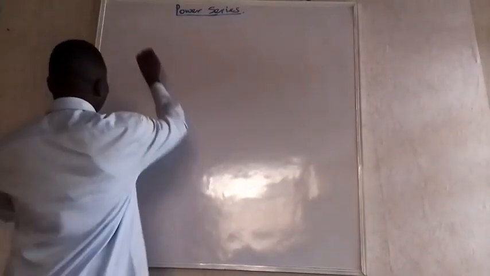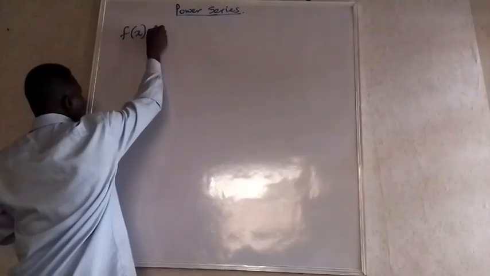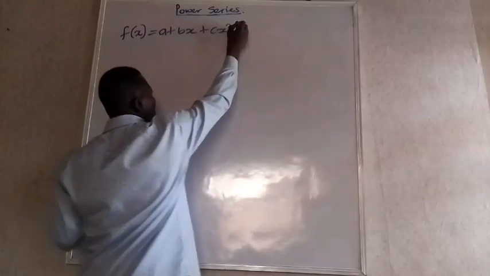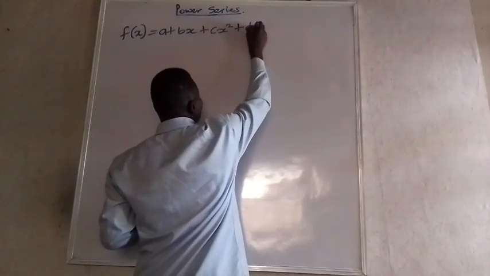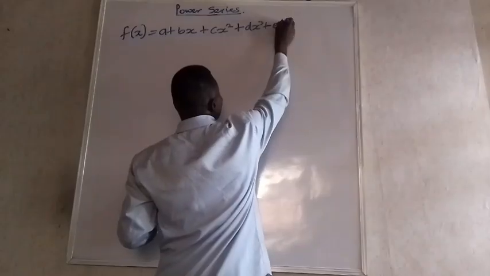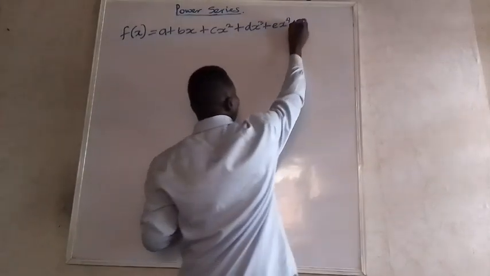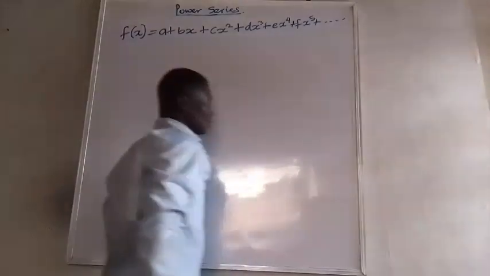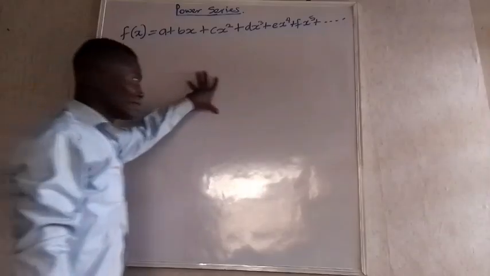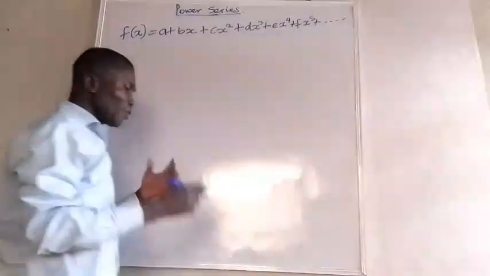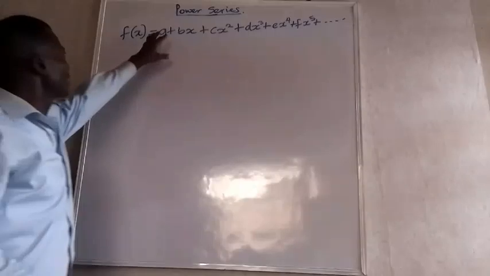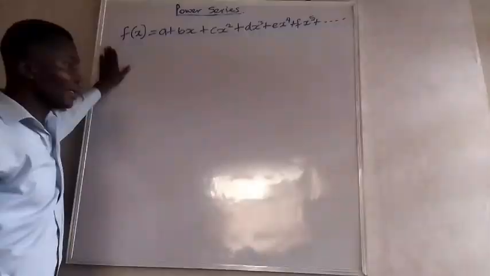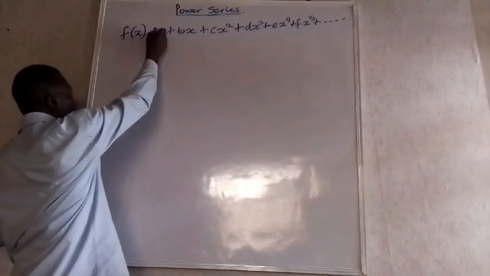Look at this expression now. I say f(x) is equal to a plus bx plus cx squared plus dx cubed plus ex raised to power 4 plus fx raised to power 5. You can see this is how a power series looks. Our main work now is to get what these coefficients will be, to relate this function and this expression.